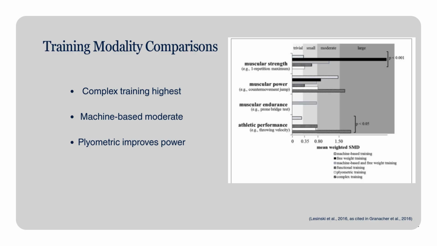It produces moderate gains by providing stable, isolated resistance. Now, lastly, we have our plyometric training, which enhances our power through improvements in tendon stiffness, elastic recoil, and rapid force development. Each training modality produces distinct structural adaptations, demonstrating that the type of stimulus shapes the type of muscular improvement.